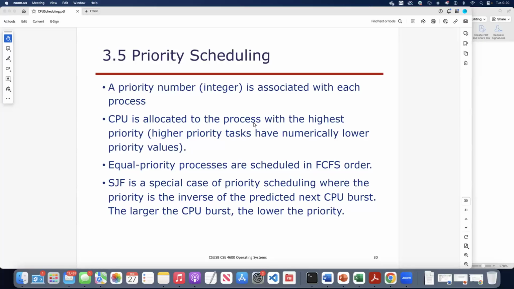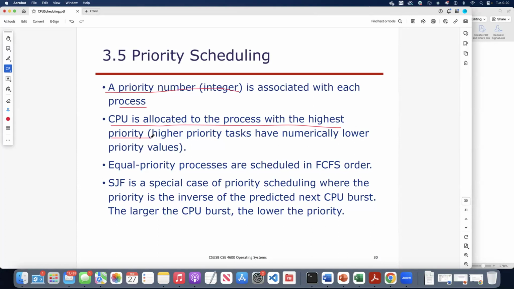In this video, we will discuss priority scheduling. In priority scheduling, a priority number, normally an integer, is associated with each process. The CPU is allocated to the process with the highest priority.